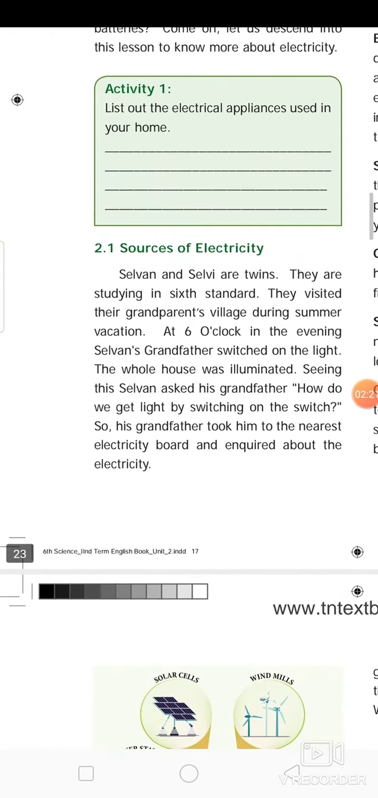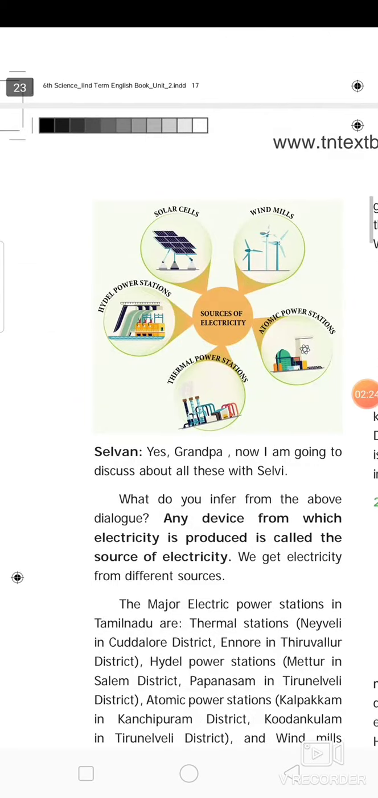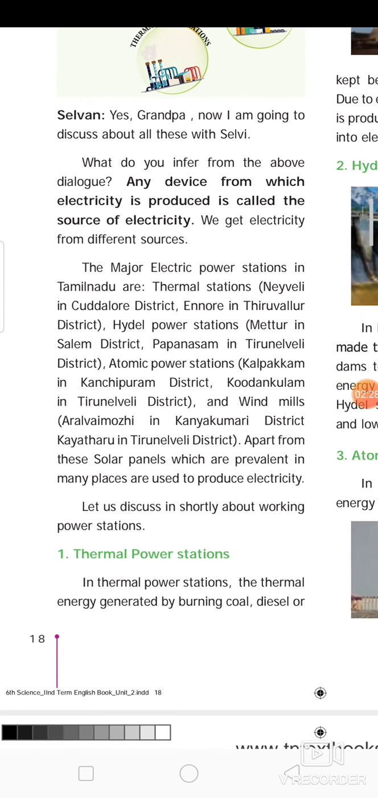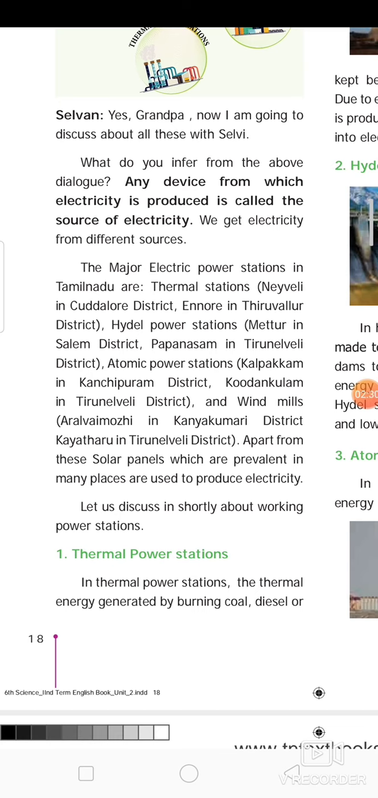So overall, any device from which electricity is produced is called a source of electricity. How can we call the sources of electricity? Any device from which electricity is produced is called the source of electricity.